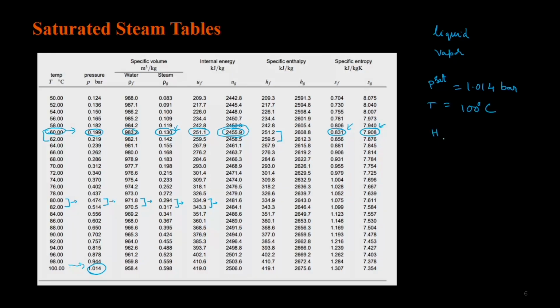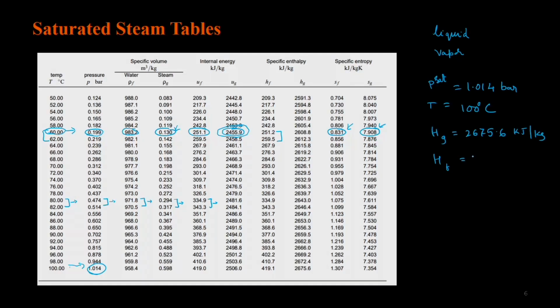The enthalpy of the vapor is 2675.6. The units are kilojoule per kg. And the enthalpy of the liquid, the enthalpy of the vapor, we're using a subscript G for the gaseous state, and for the liquid, we're using L in this table. So let's stick with that.